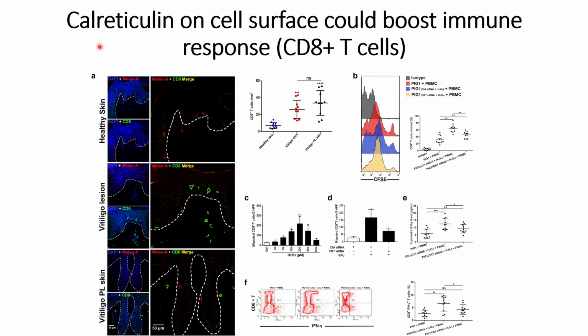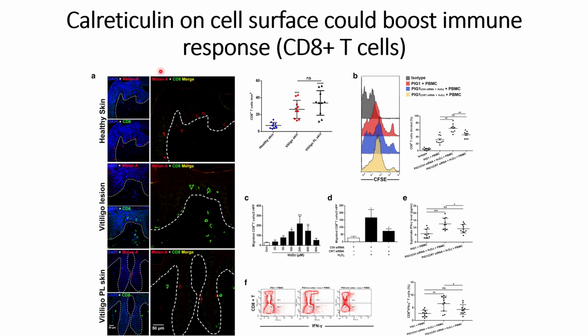Today we will discuss the effects that occur when calreticulum is expressed on the cell surface under oxidative stress in melanocyte cells. In the previous video we discussed how calreticulum is translocated from the endoplasmic reticulum to the cell surface under oxidative stress. What we understood is that the PERK signaling pathway helps in the translocation of calreticulum to the cell surface from the endoplasmic reticulum under oxidative stress. So in this video we will discuss the effects that occur when calreticulum is expressed on the cell surface.